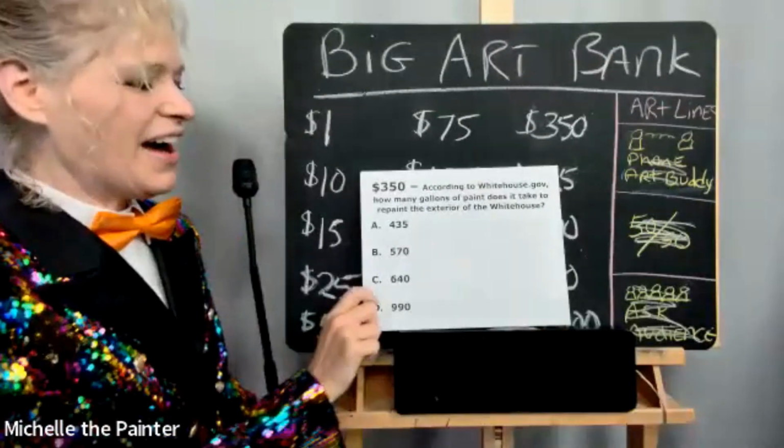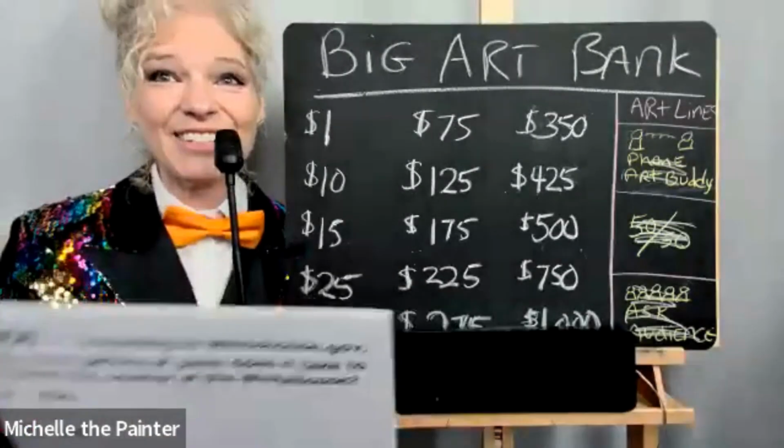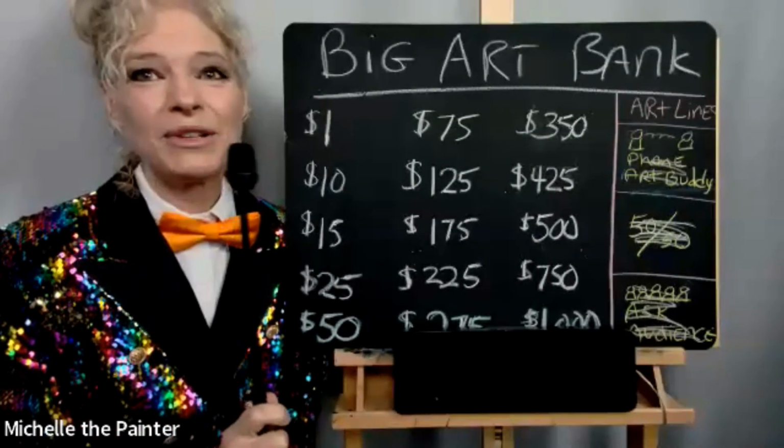Okay, I'll just say C because I don't know. I do apologize, but B was the answer. Oh, 570. Woo, you have won $275 today. That's awesome. So congratulations, Donna. I think that you did a fabulous job.